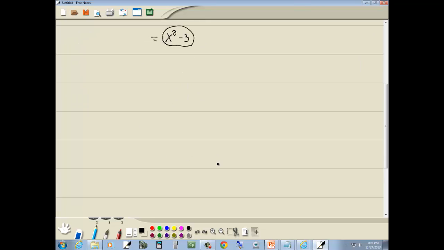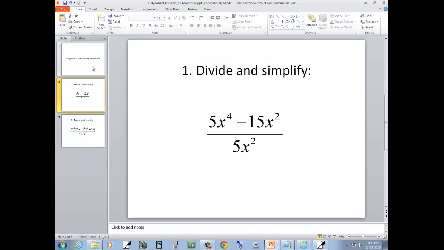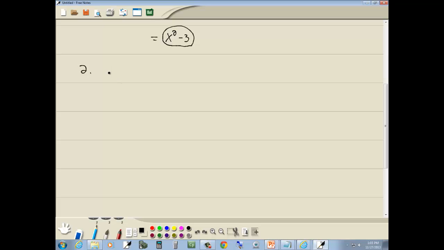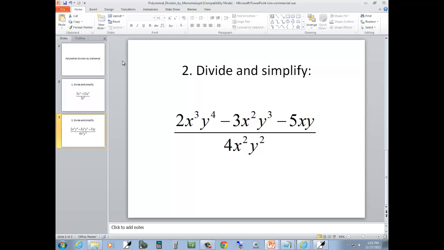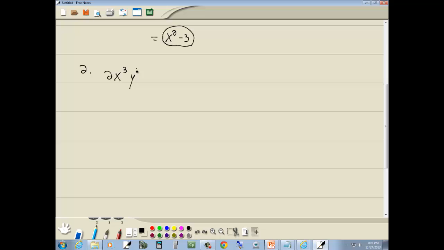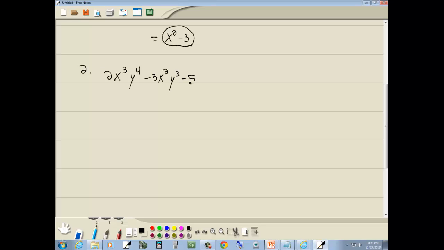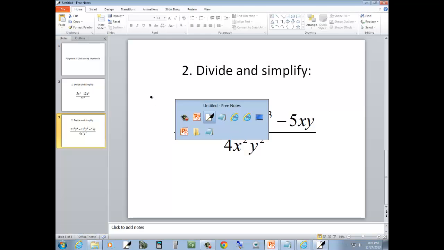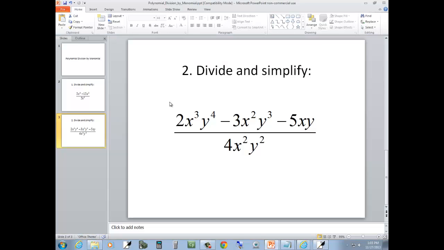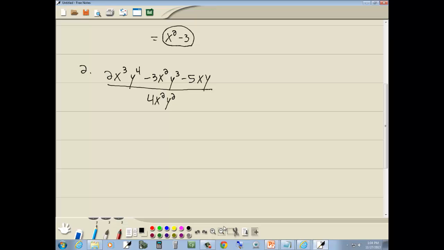Let's look at our second one. This second example will show that concept a lot more than that first example. 2x to the third, y to the fourth, minus 3x squared, y to the third, minus 5xy, all over 4x squared, y squared. Let me double check my signs. x squared, y to the third, x to the third, y to the fourth. Signs, numbers. Okay, everything looks right.